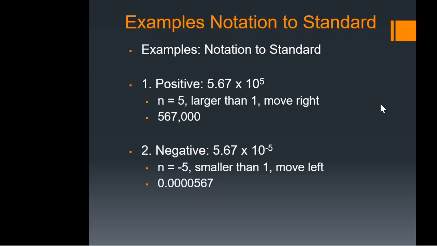Okay, now let's go from notation to standard. And here we go. Our first one is going to be a positive one. So we have a notation, 5.67 times 10 to the 5th. N equals 5, right? It is larger than 1, so it's thumbs up, which means we're going to move it to the right. It's going to get bigger. If we have a thumbs up, we have a positive. That number's got to get bigger. So if we move it 5 times from here, 1, 2, 3, 4, 5.